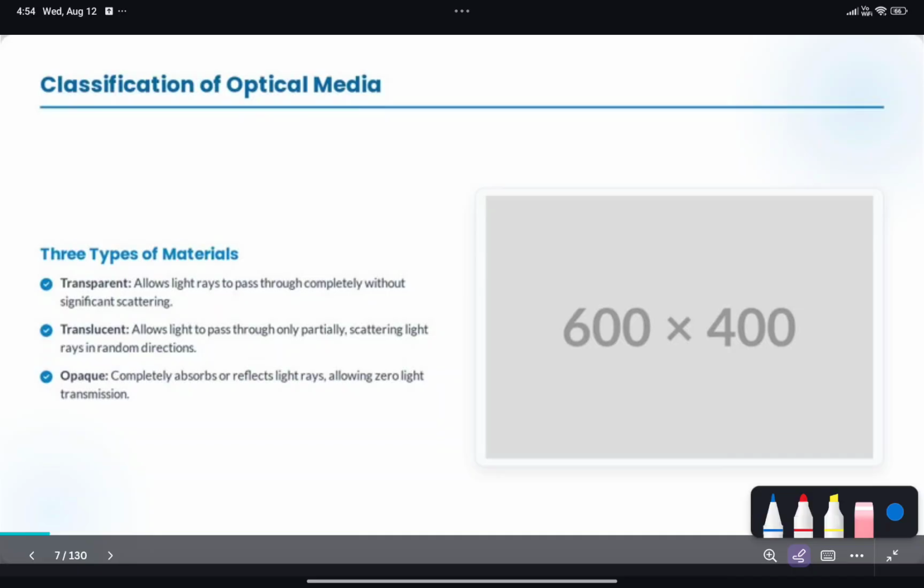Simply, the classification of optical media is into three types. The first one is transparent, the second is translucent, the third is opaque. Transparent means the material allows light to pass through it. In translucent, a certain amount of light passes through the material. In opaque, no light passes through it. For opaque, we can take a book as an example. Do you have any doubt in that?